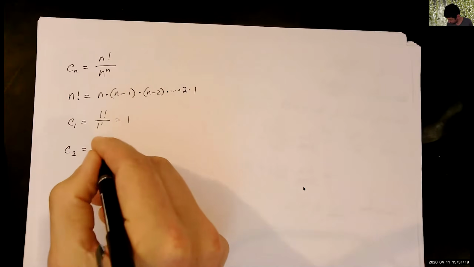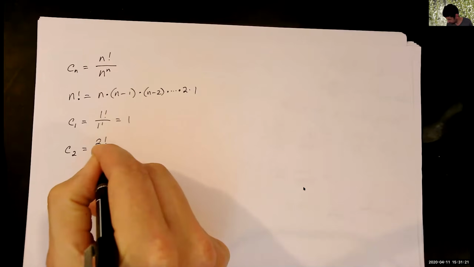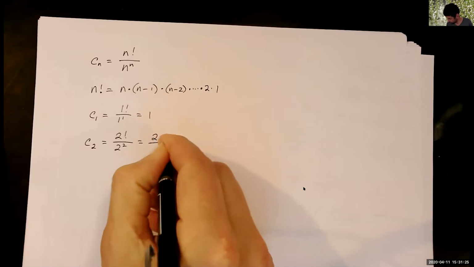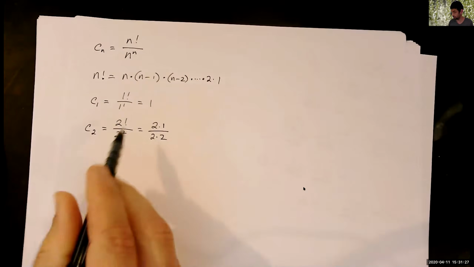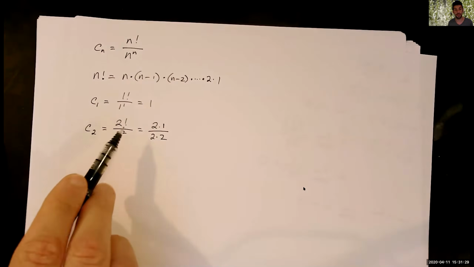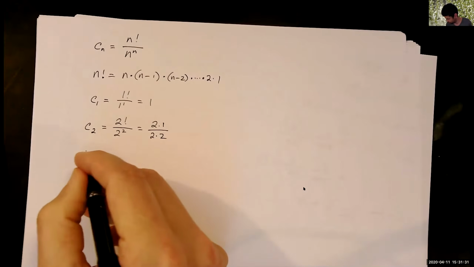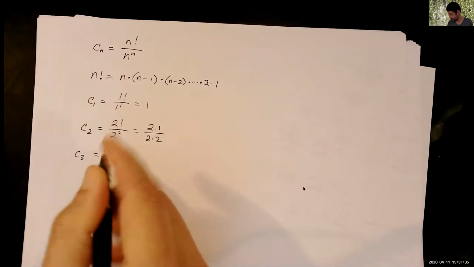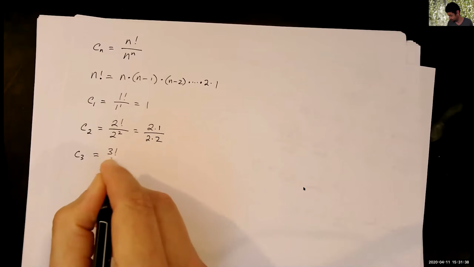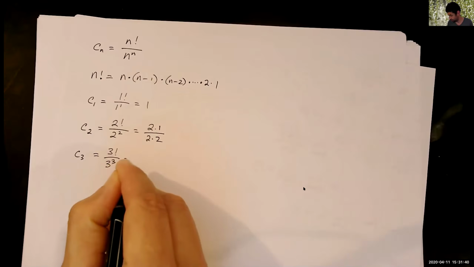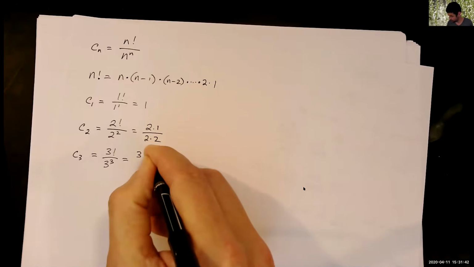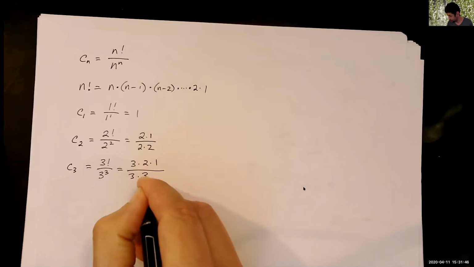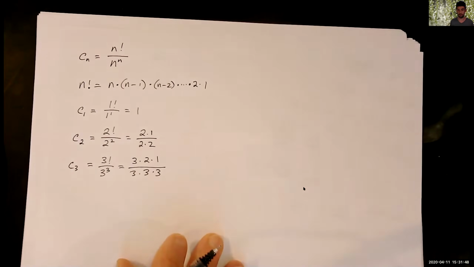C2 is 2 factorial over 2 squared, or 2 times 1 over 2 times 2, right? 2 times itself, 2 times itself twice. C3 is going to be 3 factorial over 3 cubed, or 3 times 2 times 1 over 3 times 3 times 3. Right.